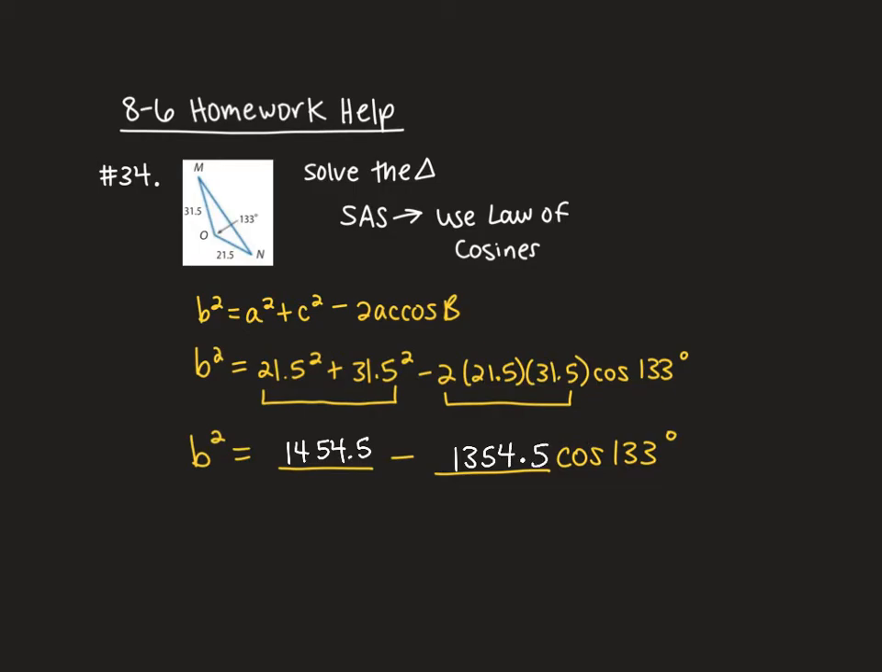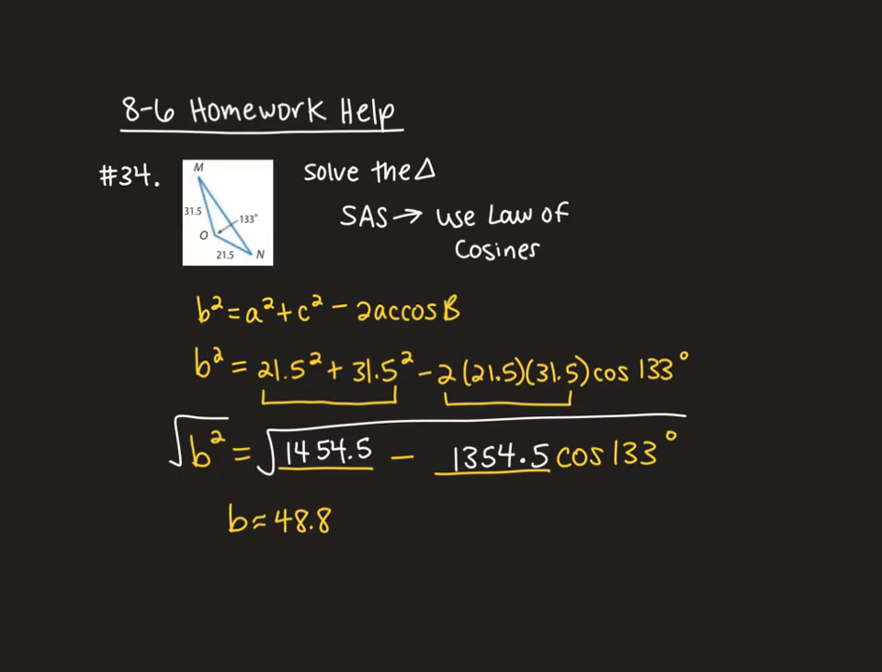All right, now I'm just going to plug all of this into the calculator, and then we'll square root that answer. So your final answer would be square root of all that business, but I like to put the first part in first. So I'm just going to tell you what I get when I type in 1454.5 minus 1354.5 cosine 133. It is about 2,378.266779. And then I'm going to do second, square root, second answer to get about, rounding to the nearest tenth, 48.8. Okay, so I solved for my side.